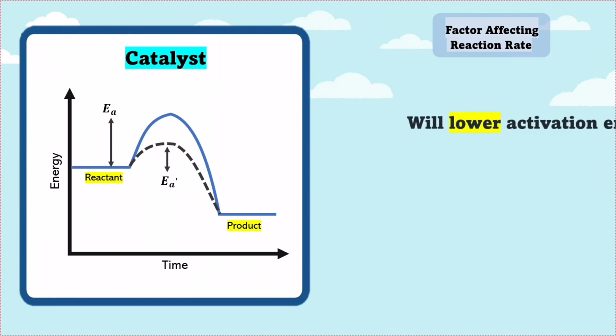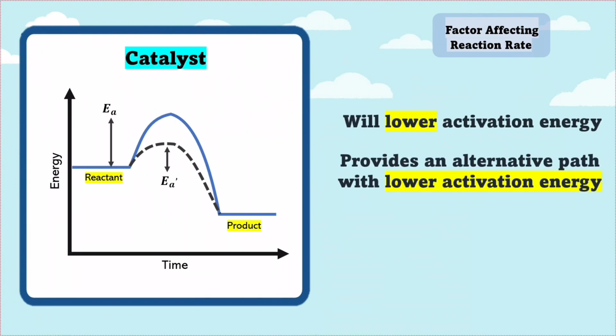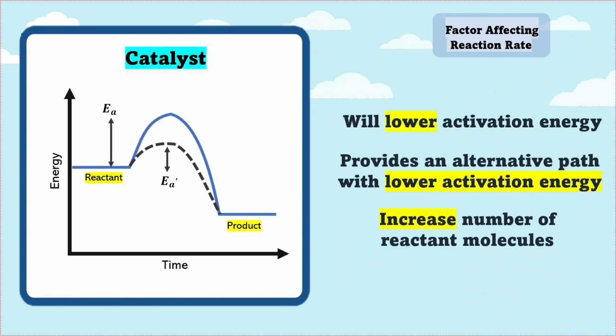The catalyst will lower the activation energy for the molecule as it provides an alternative path with lower activation energy. By reducing the activation energy, a catalyst increases the number of reactant molecules that can successfully collide and react. This means that a greater proportion of the reactant molecules will have enough energy to overcome the lower energy barrier and proceed with the reaction. Hence, the rate of reaction will increase.